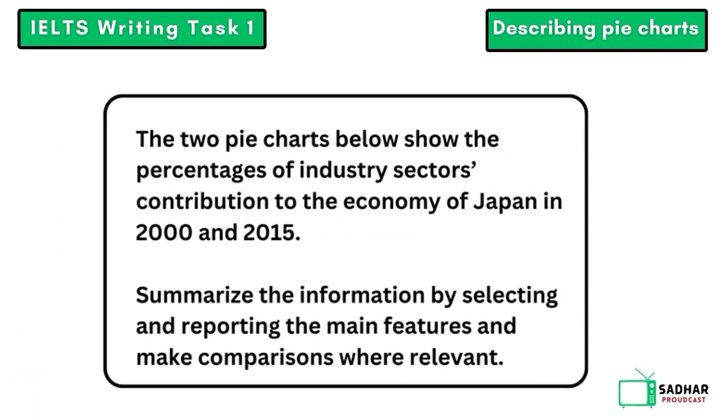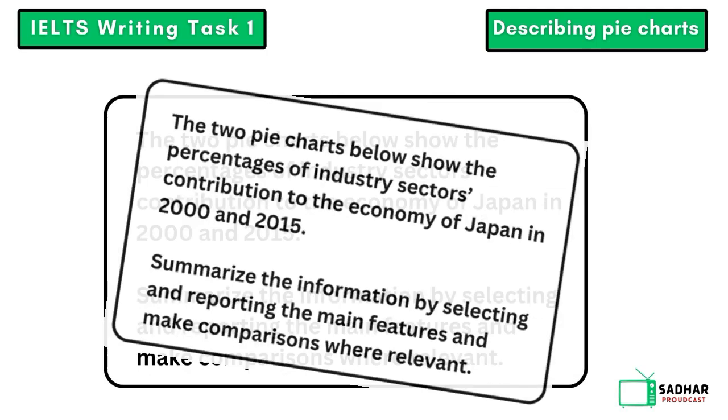This is the question. The two pie charts below show the percentages of industry sectors' contribution to the economy of Japan in 2000 and 2015. Summarize the information by selecting and reporting the main features and make comparisons where relevant.